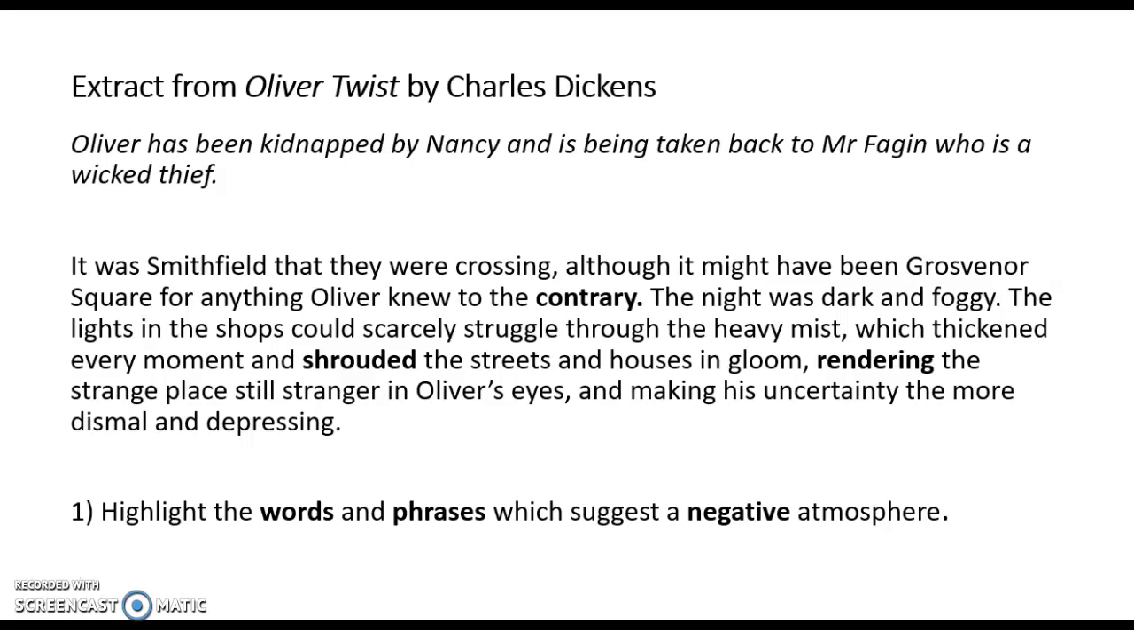The lights in the shops could scarcely struggle through the heavy mist, which thickened every moment and shrouded the streets and houses in gloom, rendering the strange place still stranger in Oliver's eyes, and making his uncertainty the more dismal and depressing. Number 1. Highlight the words and phrases which suggest a negative atmosphere.